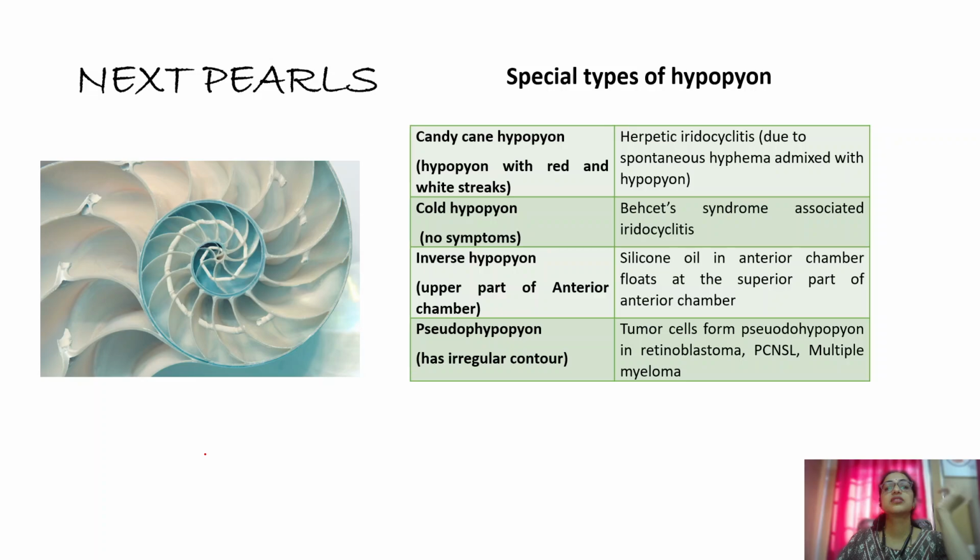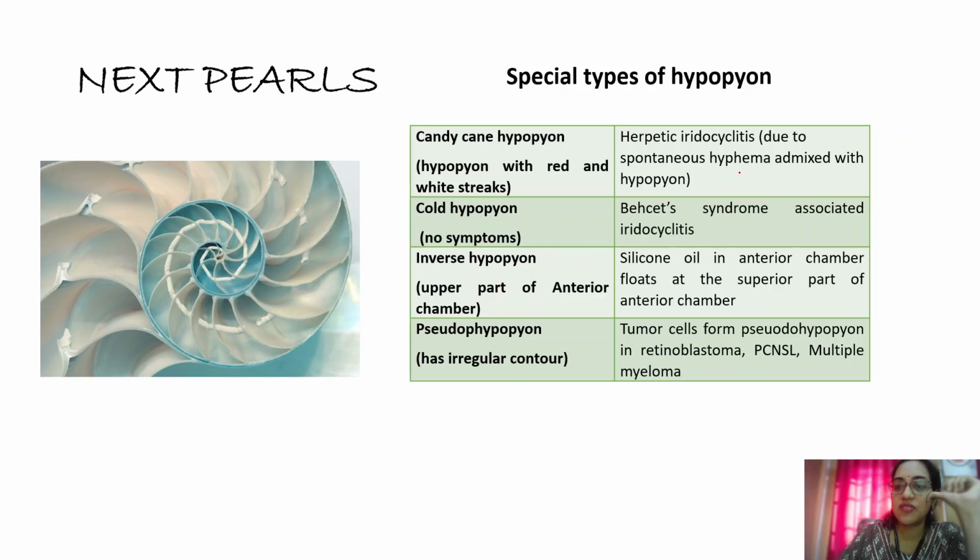There are special types of hypopyon that I want you to know because these might come as MCQs. Hypopyon is due to collection of white blood cells in the anterior chamber. They settle down and form a hypopyon. This is not infective pus like you see in corneal ulcers or endophthalmitis. It is more of a reaction. Candy cane hypopyon is usually seen associated with herpes because there is some amount of blood. So you get red, white, something like a candy cane.